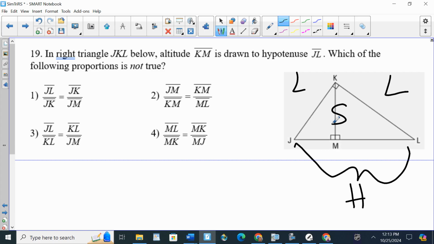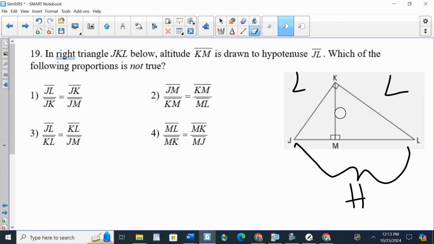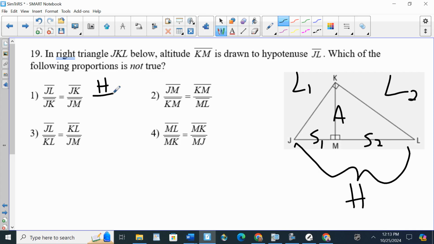Pay very close attention to L1 and L2. If you're using the left leg, you need to use the left seg. And if you're using the right leg, you have to use the right seg. So I'm going to write L1, S1, L2, S2. I'm going to go through each choice. Choice 1, JL is H over JK, JK is L1, equals JK is L1 over JM is S1. That one looks good. It says not true. That one looks good.